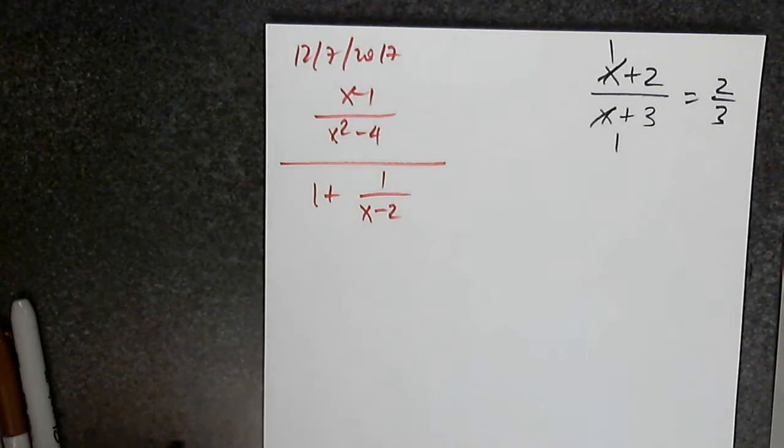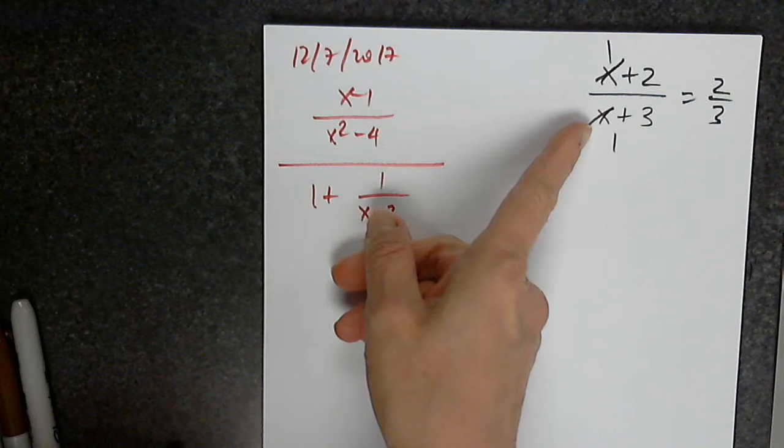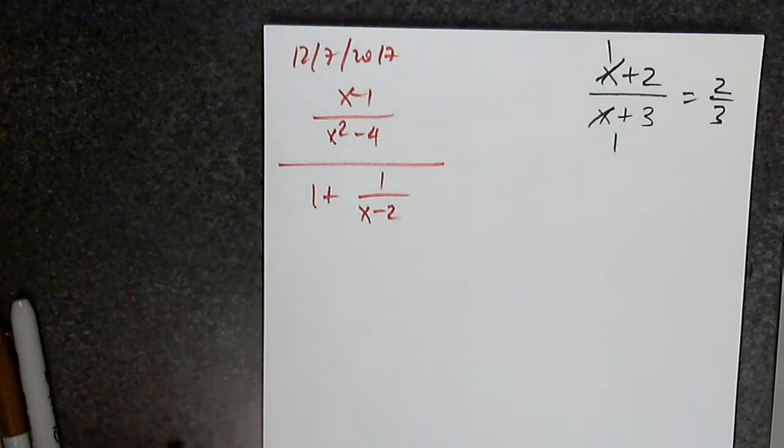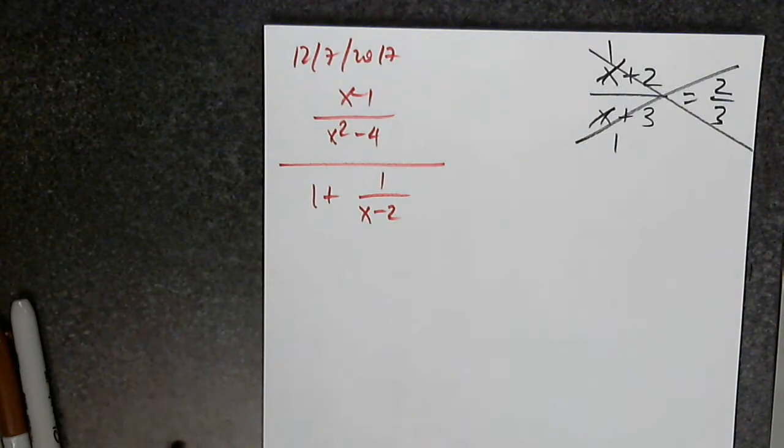If you remember, when we started chapter 7, we said we are not allowed to simplify terms. This is a term, this is a term. I'm not allowed to simplify terms. I can only simplify factors. So we have to always keep that in mind.